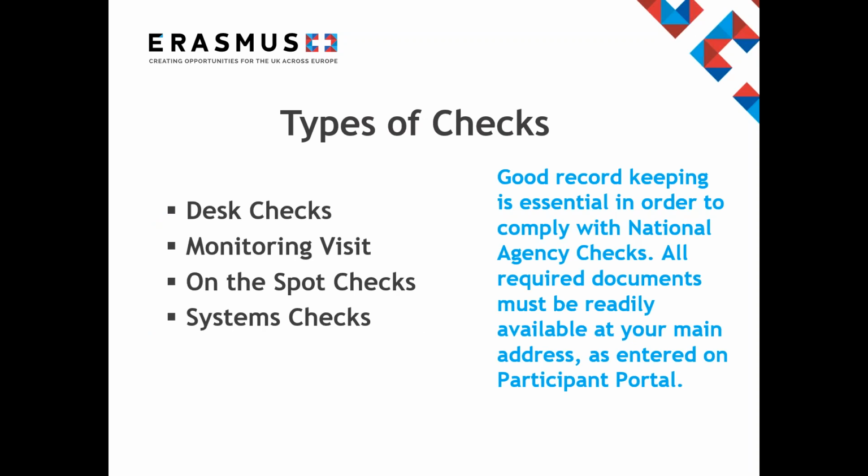I am now going to cover different types of checks that are done apart from the usual monitoring. The UK National Agency may select your project for a further check, where the UK National Agency requests to see some documents related to your project. There are 4 main types of checks, all described in detail in the handbook and grant agreement. I will now briefly detail what each one of these entail. As a main rule, when facing any of these checks, remember that good record keeping is essential in order to comply with the national agency checks. All required documents must be readily available at your main address and contain the same information entered on your participant portal. Moving on to the next slide, please.